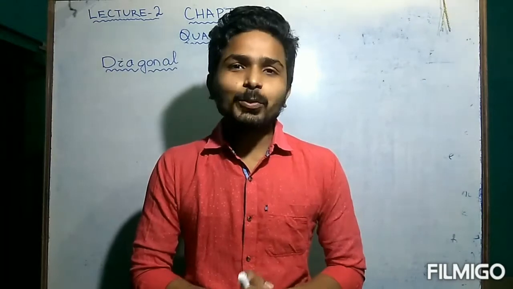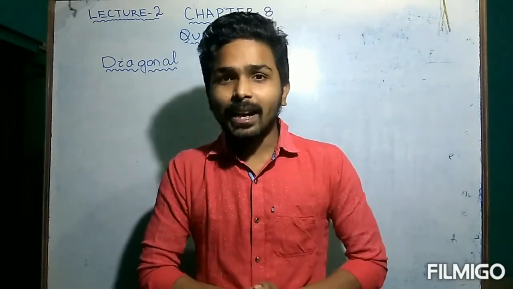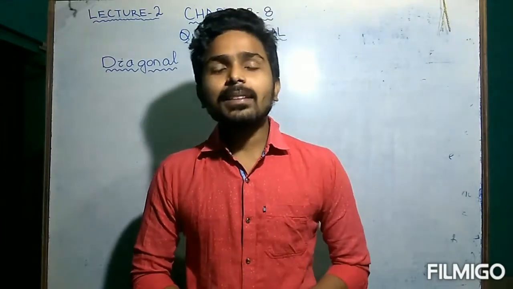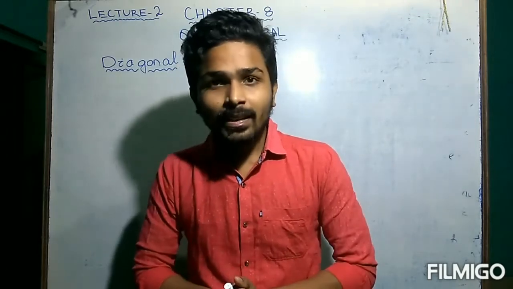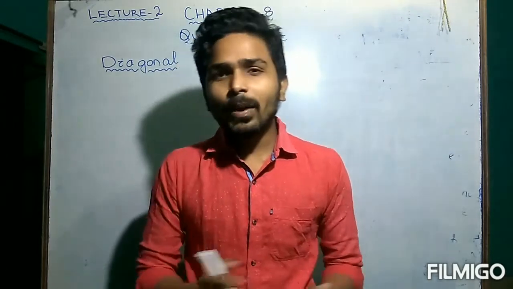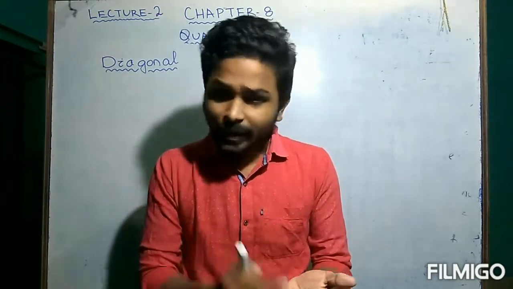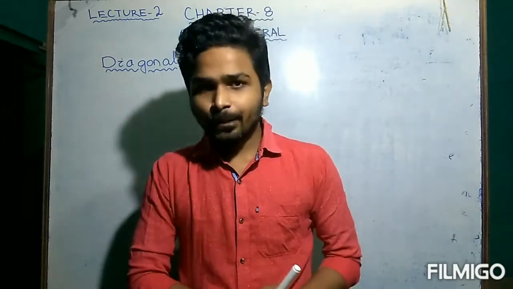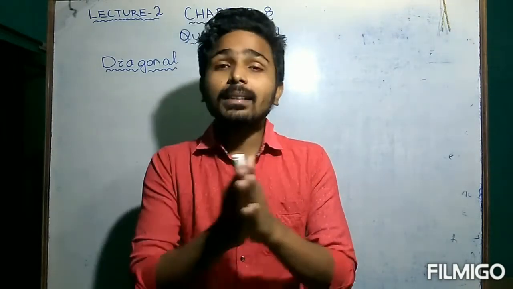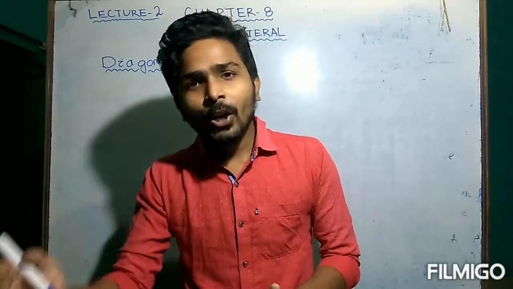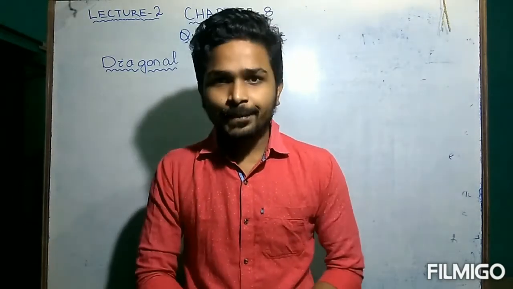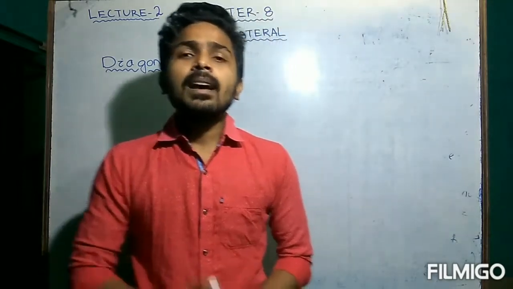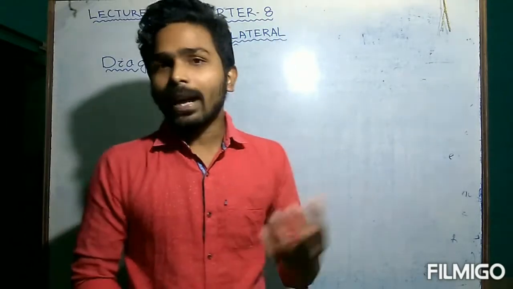Welcome back to lecture number 2 of chapter 8, that is quadrilateral. In the first lecture, we discussed what a quadrilateral is, the basic terms such as angles, vertices and sides. Except this, we have discussed what are the consecutive sides and what are the non-consecutive or opposite sides. And in this lecture, we will discuss another term that is known as diagonal.